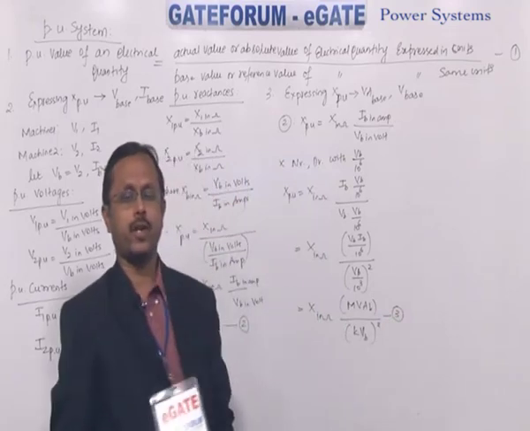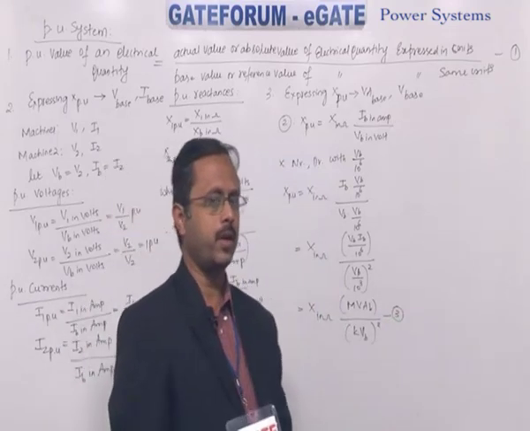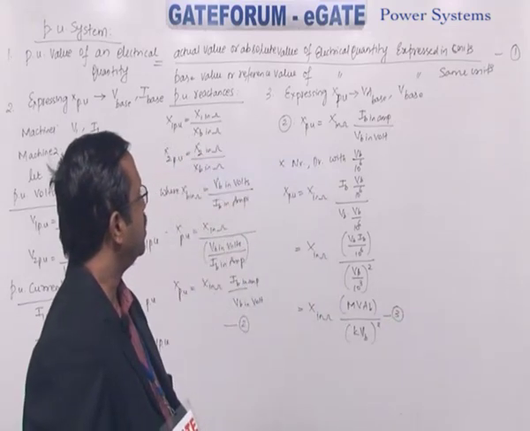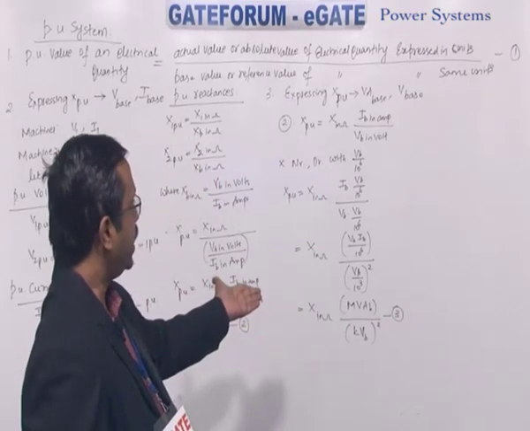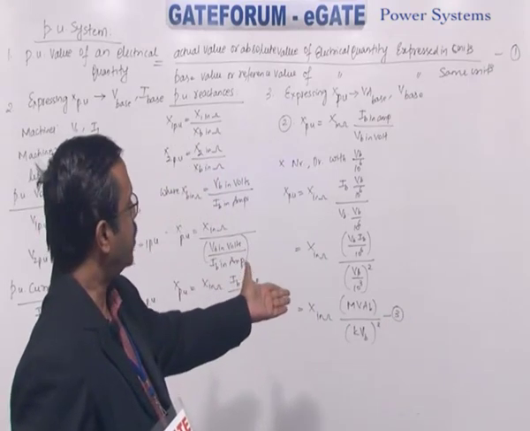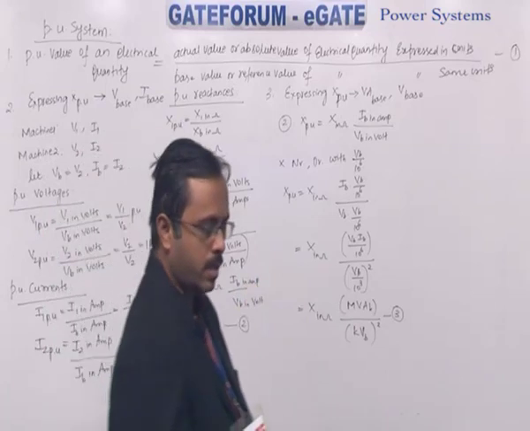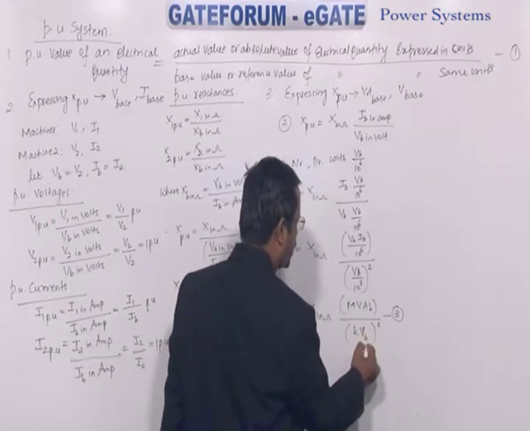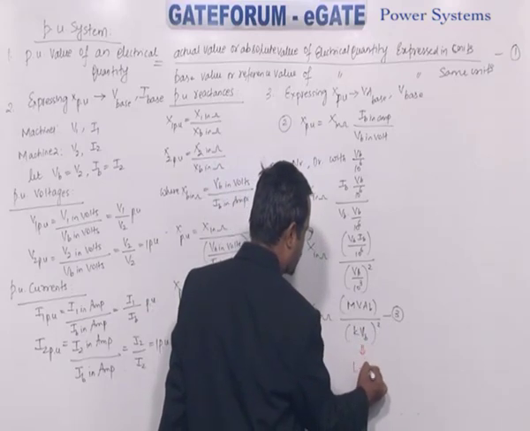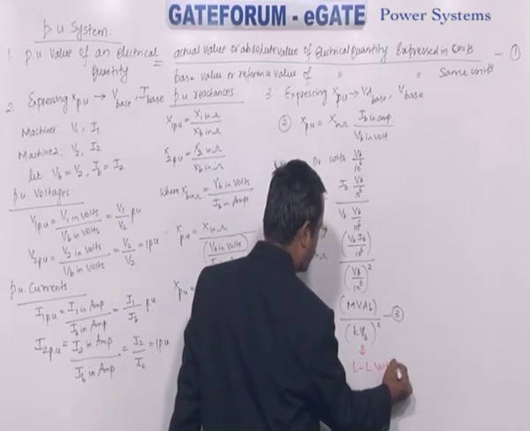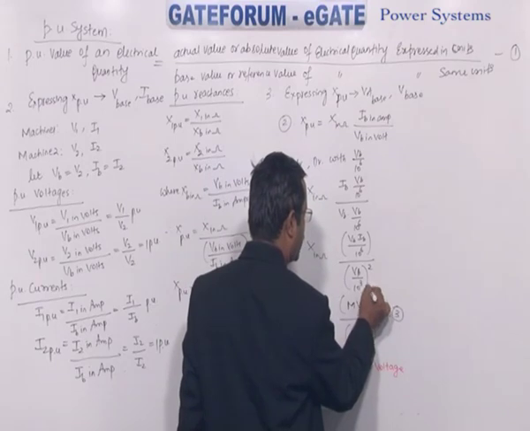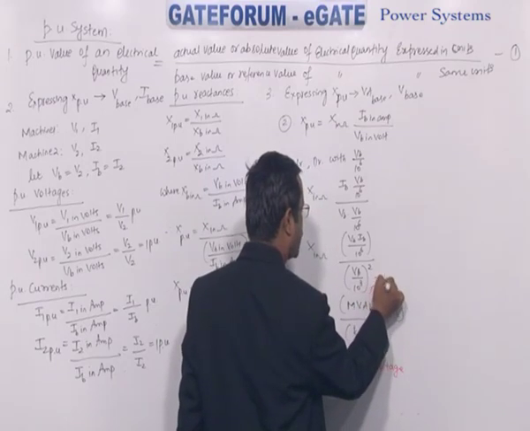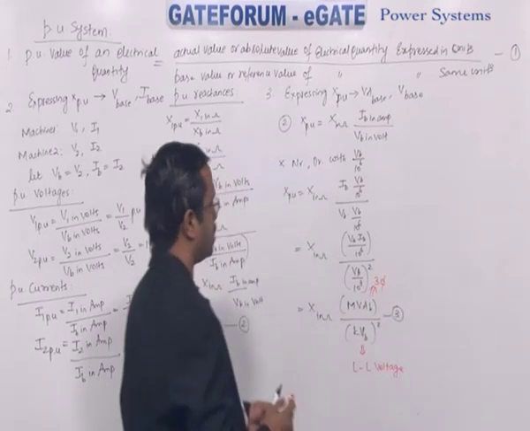So this is how you find the per unit reactance. So how to find the reactance in ohms multiplied with base MVA by base kV square. Now which voltage? Phase voltage or line voltage? It is line to line voltage, please. Which MVA, single phase or three phase? It is of three phase.